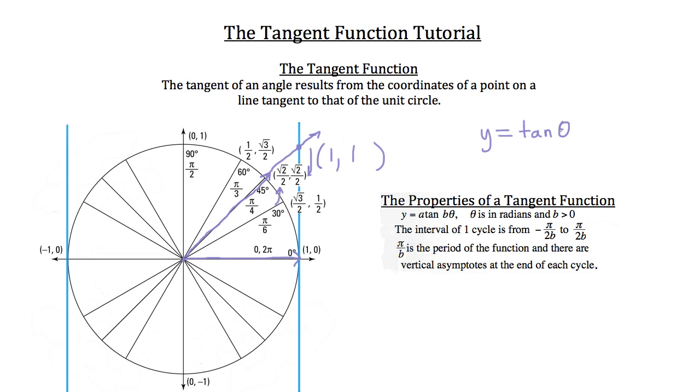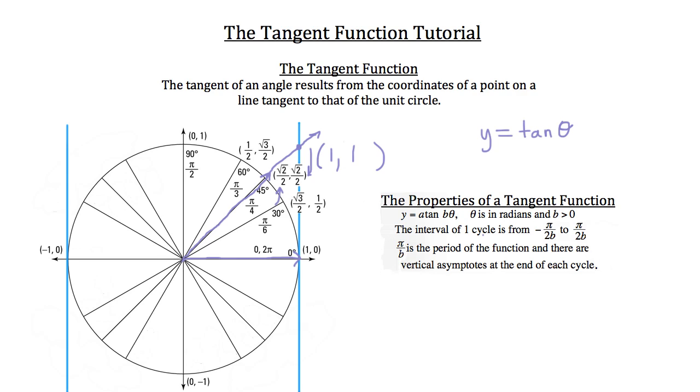Remember, there's a difference between the parent function and the standard function here. The parent function is just going to be a tangent graph without any transformations. The transformations could occur in the a and b values. That's going to refer to the amplitude and the period in cycles, respectively. So, we know that theta is in radians and b must be greater than 0.